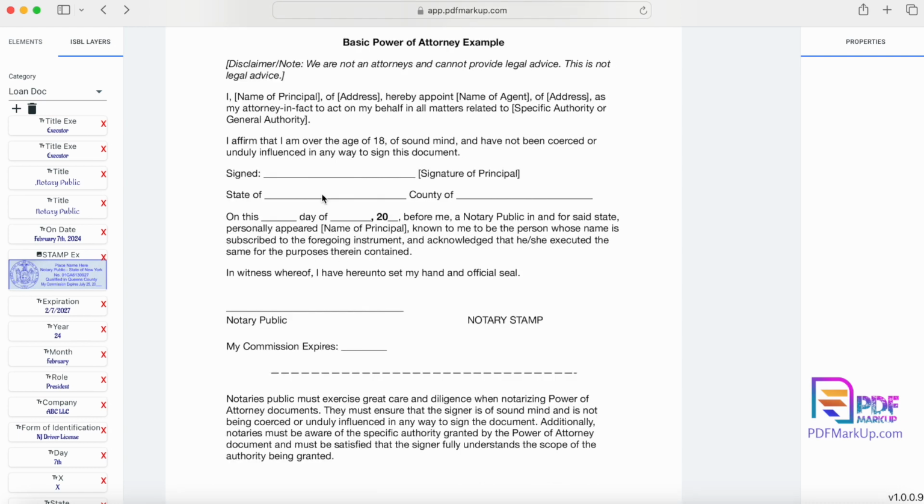Okay? So this here is a basic power of attorney, an example of a basic power of attorney. Just wanted to provide this disclaimer: we are not attorneys and cannot provide legal advice. This is not legal advice. Okay? That's just how I would fill this out.